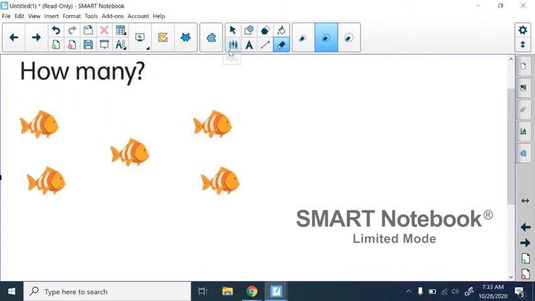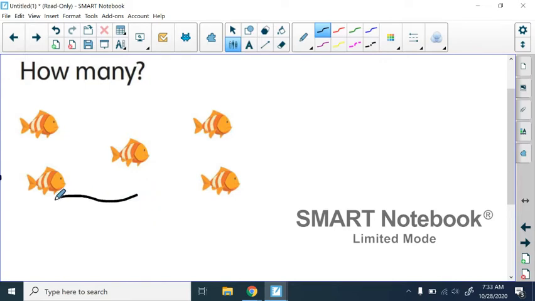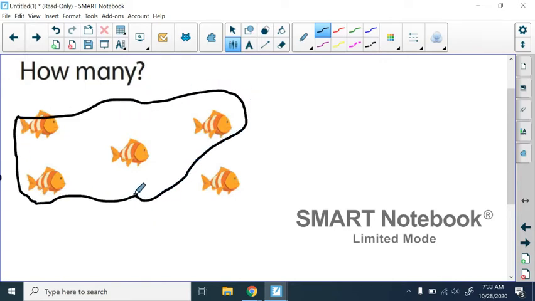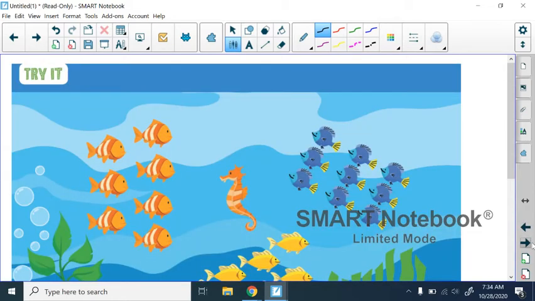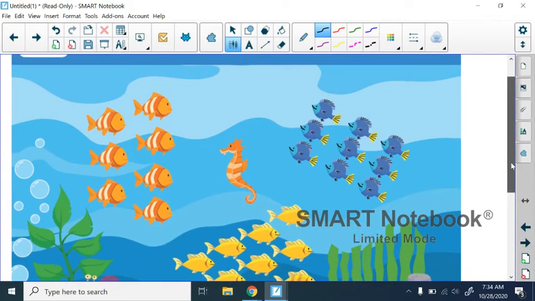Let's do one more. How many fish did I circle that time? Did you say 4? Boys and girls, were you able to notice the 3 fish I circled last time? But I just added one more to that group to make 4? Nice work, friends.